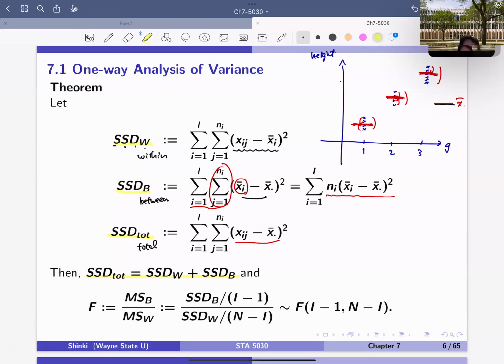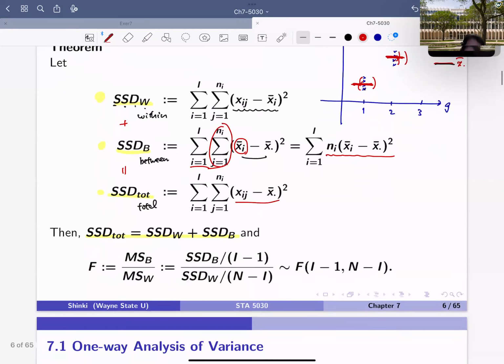So intuitively, this is within, this is the sum of squared deviation within groups, this is between groups, and this is total. So it's somewhat reasonable that this plus this becomes this, but certainly we need a proof. But the idea is, we compare SSDW and SSDB.